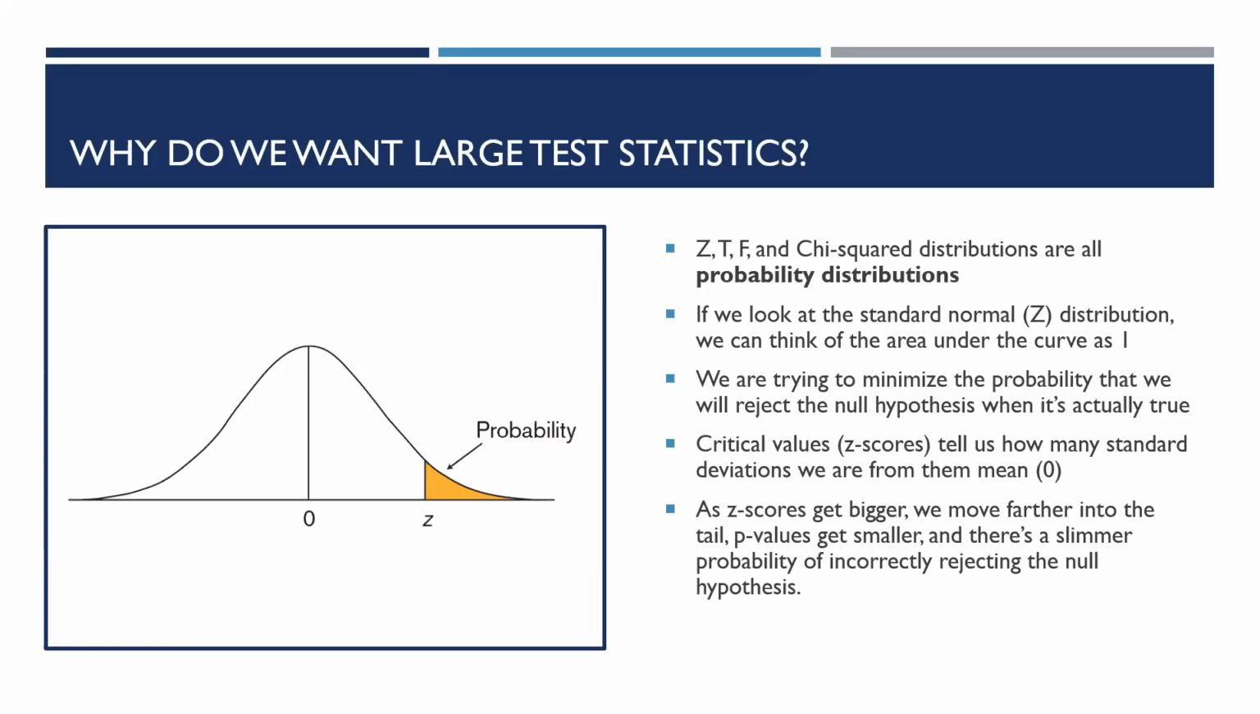So the logic here is that if we have a really big test statistic that's going to be really, really far away from the center of the distribution, way out in the tail, it's probably going to be way further out there than our critical value. So there's a much slimmer chance of incorrectly rejecting the null hypothesis if it's actually true. So all this is to say, we want really large test statistics.